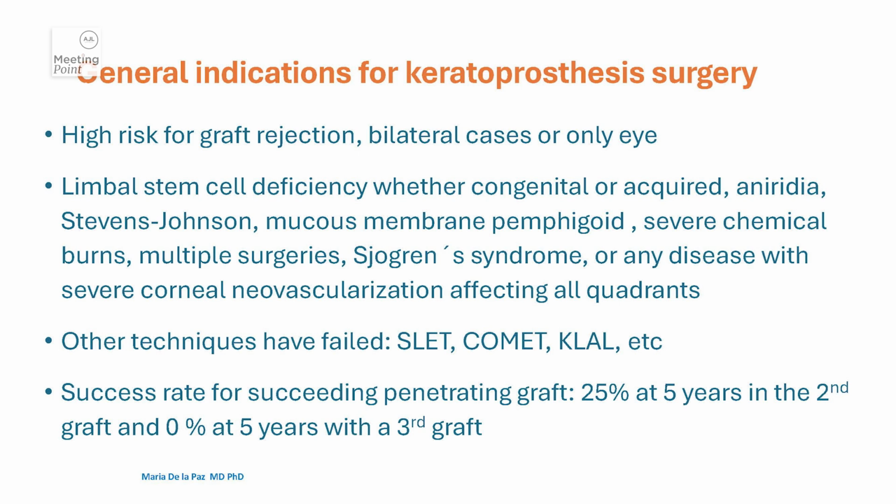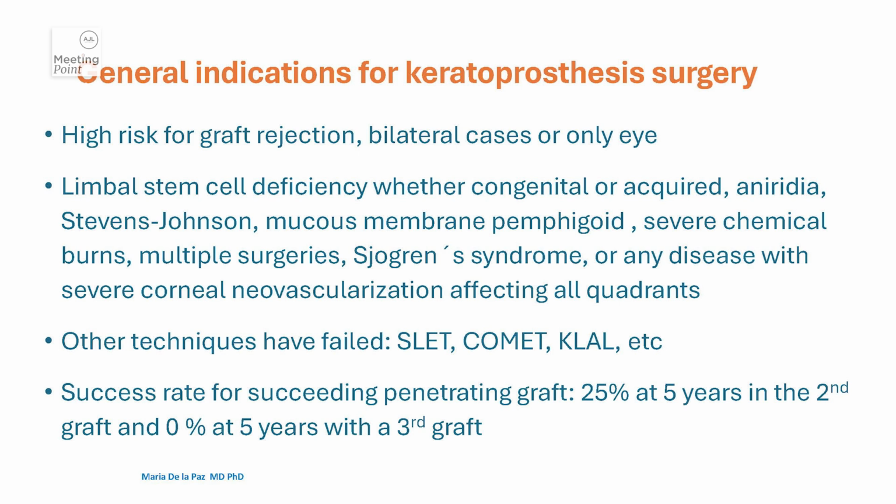And why do we consider keratoprosthesis surgery? Because we know that the success rate for succeeding penetrating graft goes down like a roller coaster. So it's 25% at 5 years with a second graft and 0 at 5 years with a third graft. So why would you do another penetrating graft if you know it will fail? And that has been shown with statistics.